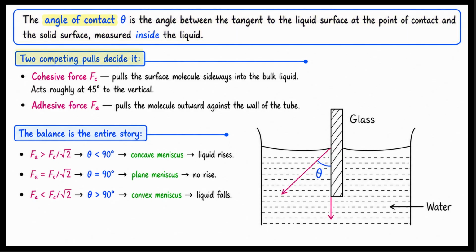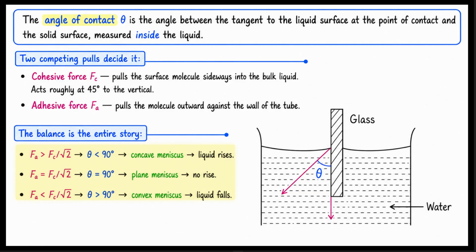This angle is determined by two competing pulls: the cohesive force, F sub c, pulling a surface molecule sideways into the bulk liquid, and the adhesive force, F sub a, pulling it toward the wall. The balance between them sets the angle. If the adhesive force is stronger than the cohesive force divided by the square root of 2, theta is less than 90 degrees, the meniscus becomes concave and the liquid rises.